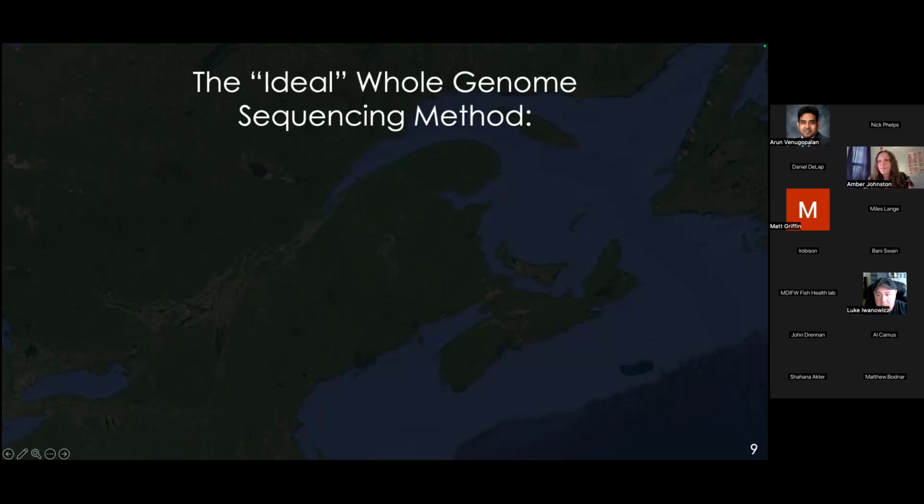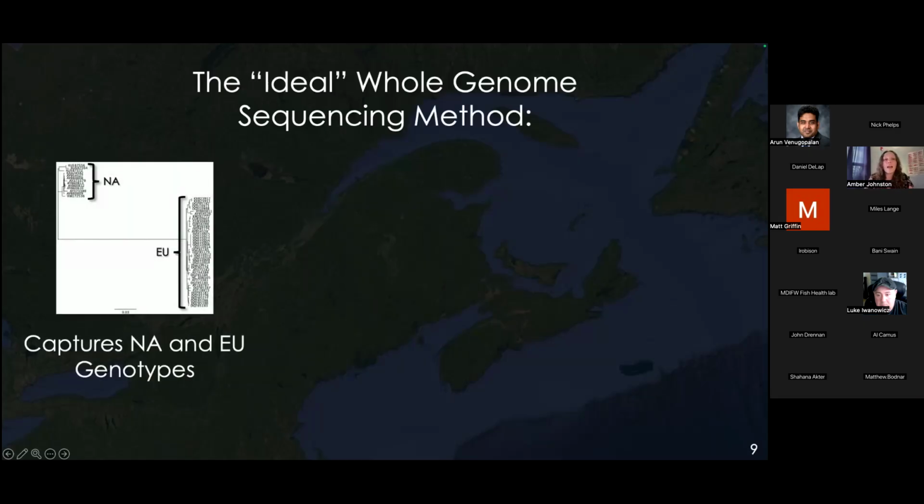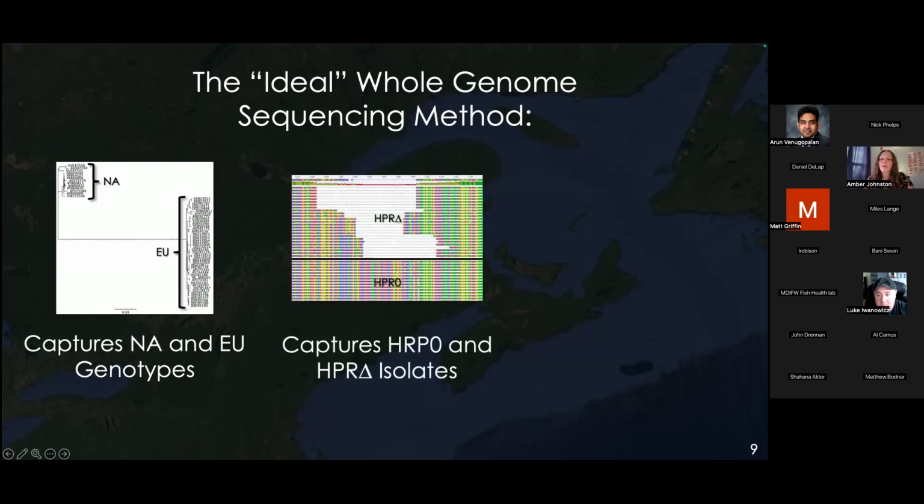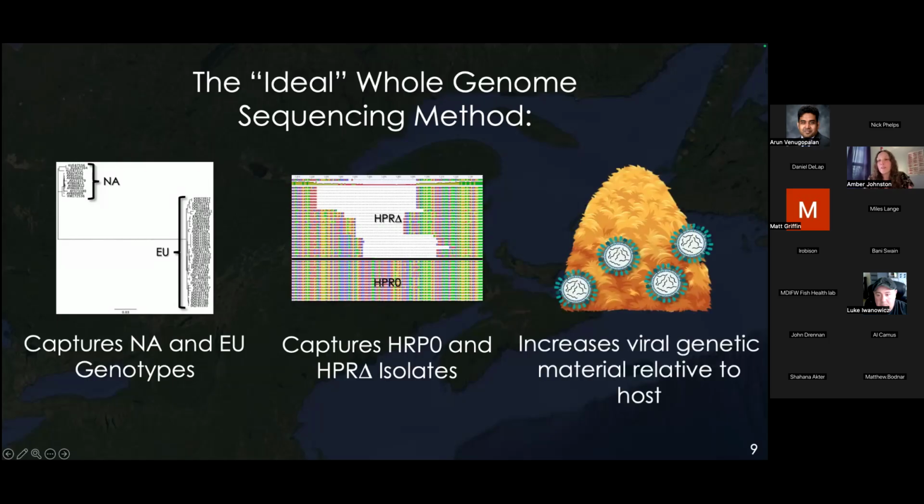All right, so what do we need this method to do? Well, we needed this method to capture NA and EU genotypes, capture HPR0 and HPR delete isolates indiscriminately, and lastly, at some point in this process, we needed to increase the amount of viral genetic material relative to host.